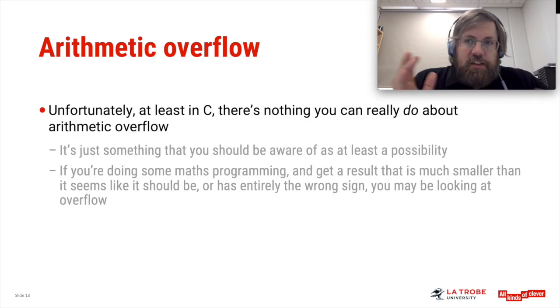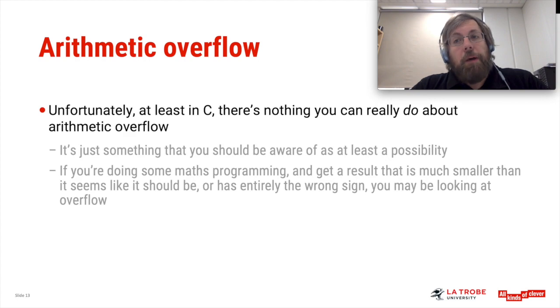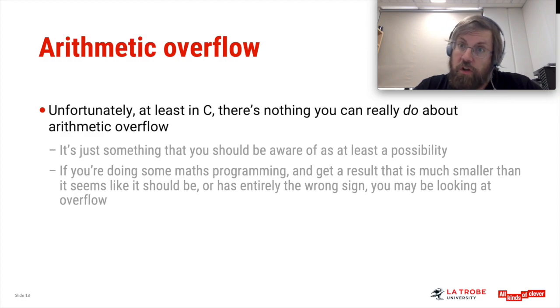Unfortunately, at least in C, there's nothing you can really do about arithmetic overflow. Sometimes you're going to do math with big numbers, and they might overflow. But it's just something you should be aware of as at least a possibility. So if you're doing some maths and you get a result that is much smaller, much more negative than it seems like it should be, or has entirely the wrong sign, you may be seeing the symptoms of overflow. So maybe you should consider using long ints, or long floats, or long doubles as appropriate. I guess long floats aren't a thing. That's just a double. My apologies.